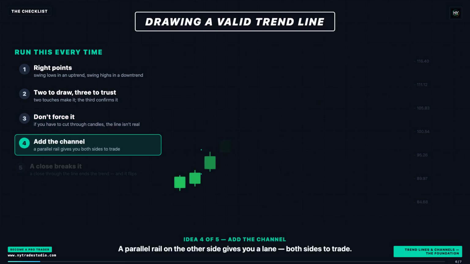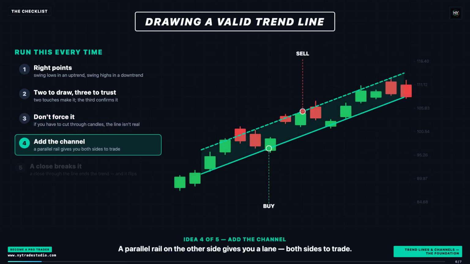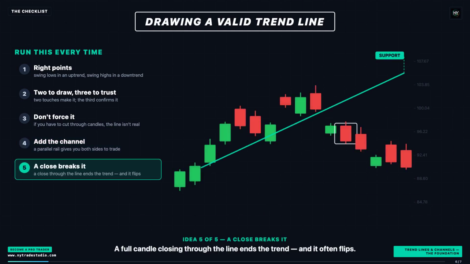4. Add the channel. Once your trend line is set, try a parallel rail on the other side. If price respects it too, you now have a lane and both sides to trade. 5. A close breaks it. 1 wick poking through means nothing, but a full candle closing on the other side of the line tells you the trend is changing. And remember, the broken line usually flips and becomes resistance or support on the way back.